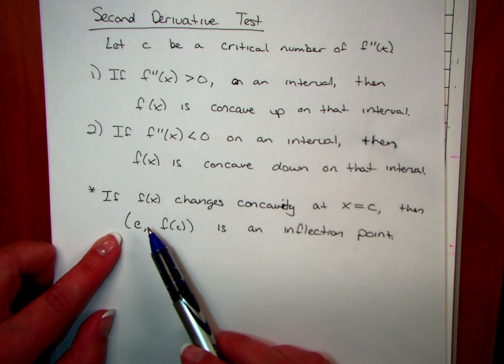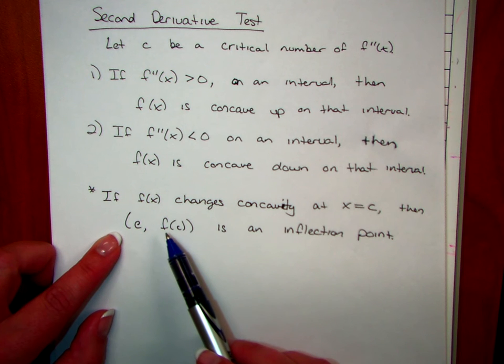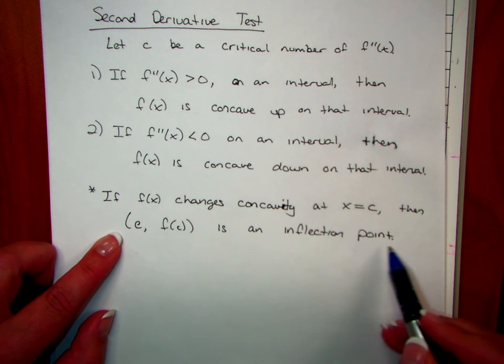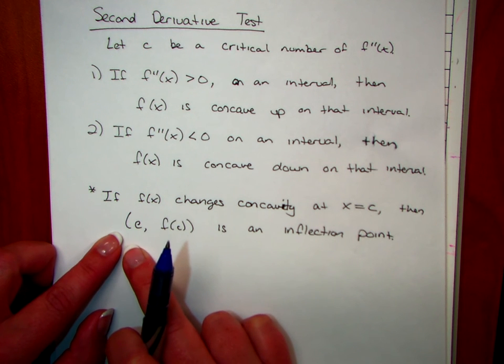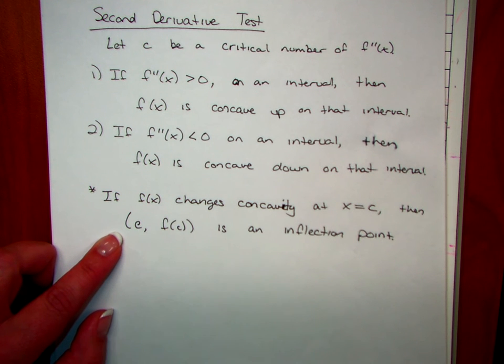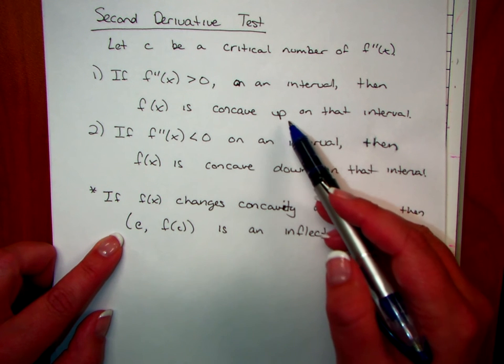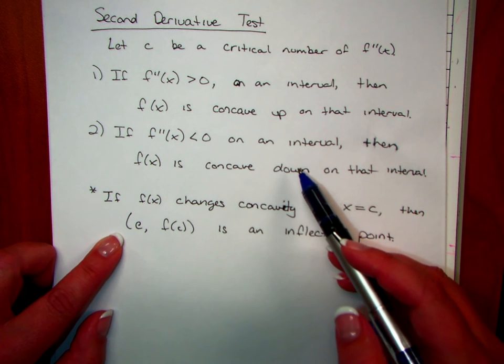These inflection points do need to be written as a coordinate: c, f of c. Always include both the x and the y value because of the word point here. We're not just going to say at x equals blah; we're going to list it as a coordinate. So pretty straightforward. Just remember concave up like a cup, concave down like a frown.